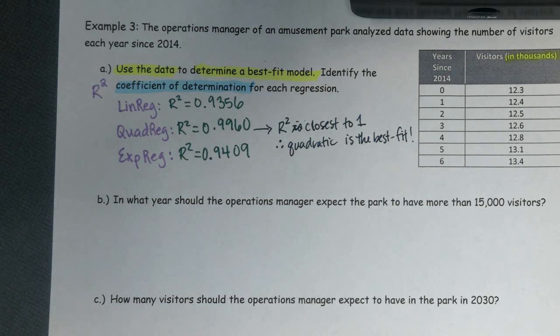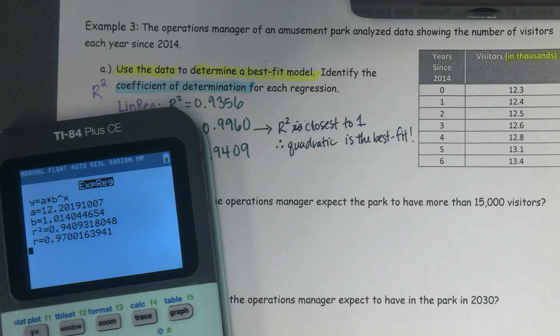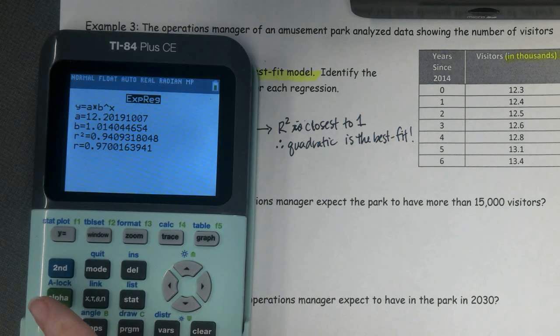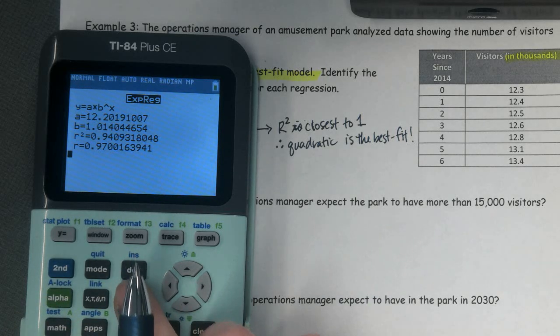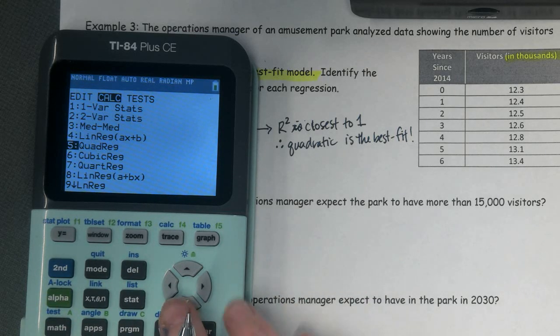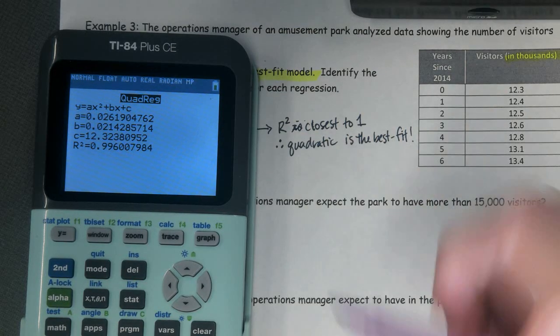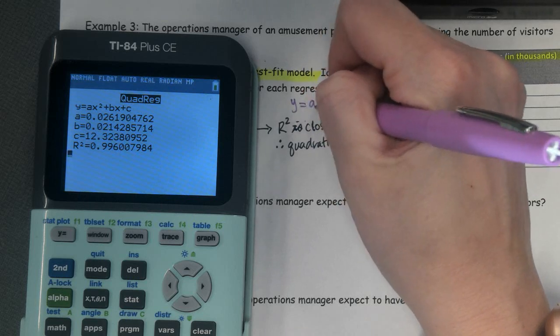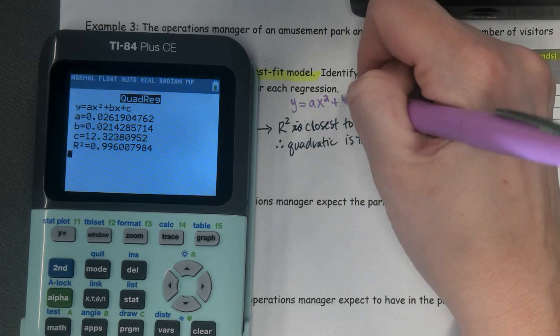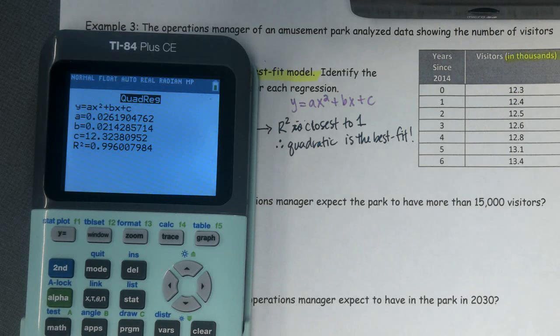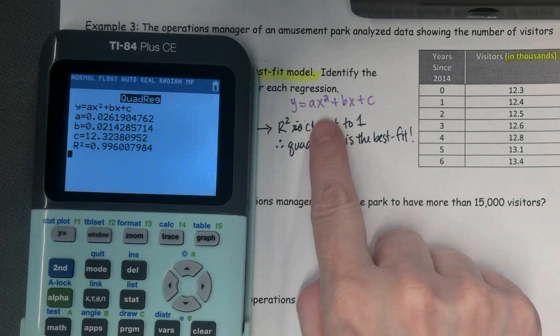Okay, so the best fit model is going to be from the regression. So we are going to write that. Okay, so we're going to go to stat, over to calc, and back to quadratic so we can write down our model. Okay, so if it is quadratic, it's going to look exactly like our quadratic formula. Okay, so y equals ax squared plus bx plus c. Okay, this is our quadratic equation, not formula.